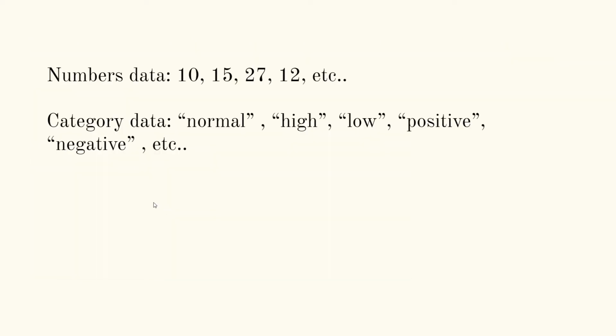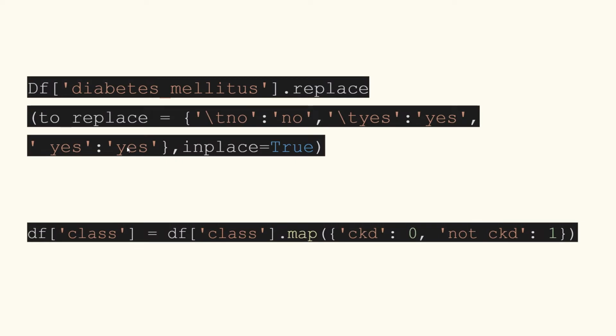Numbers data is integers or floats, like 10, 15, 27, etc. Categories data is strings, categories like normal, high, low, positive, negative, etc. Okay, next.